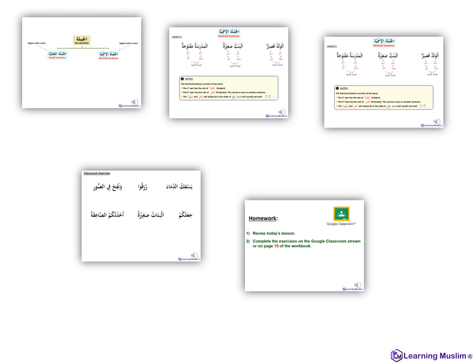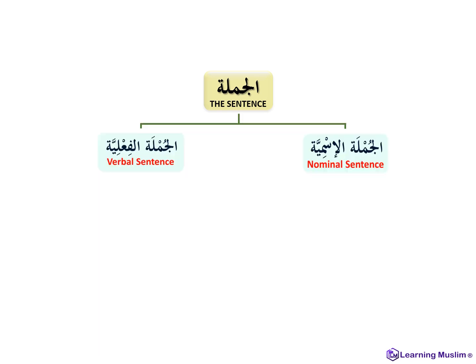This is Nahw Lesson 6. So we are continuing with our discussion of last week. We are discussing Al-Jumla, the sentence in Arabic. And we have learned thus far that there are two types of sentences: Al-Jumlatul Ismiya, the nominal sentence, and Al-Jumlatul Fi'aliyya, the verbal sentence. So the nominal sentence is a sentence that begins with a noun, and the verbal sentence is a sentence that begins with a verb.